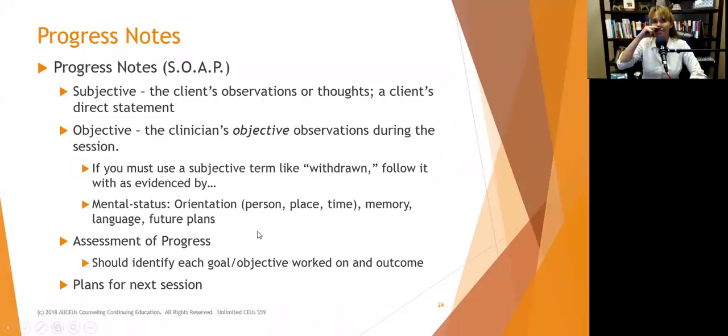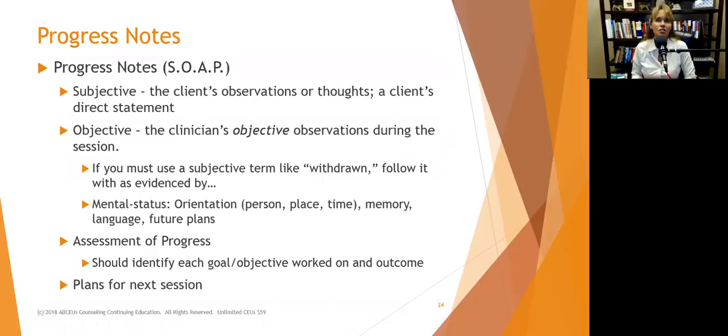SOAP progress notes. Subjective: the client's observations or thoughts and the client's direct statements. They talk about what they felt, what was going on for them. The objective part is our objective observations during the session.